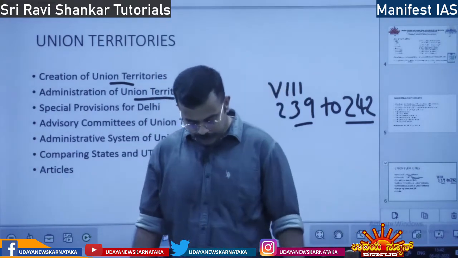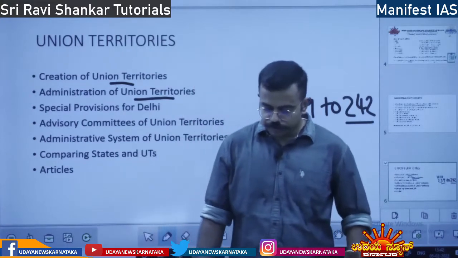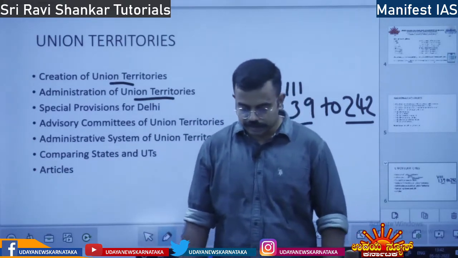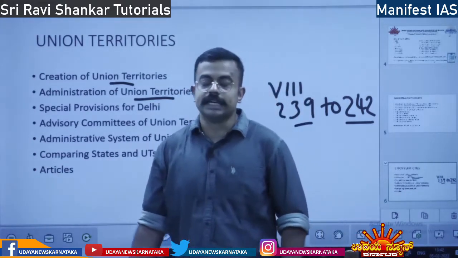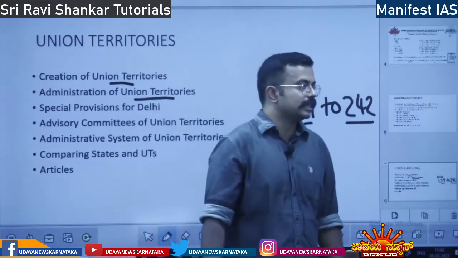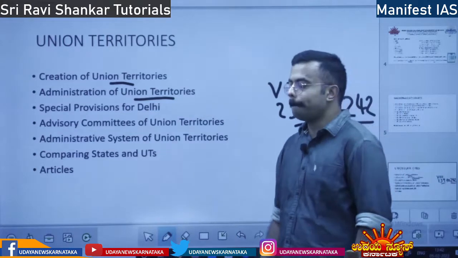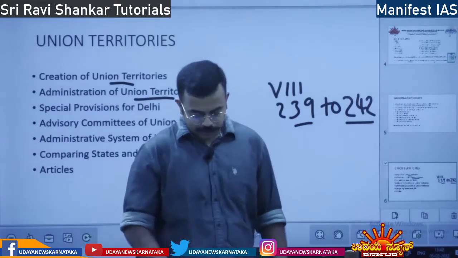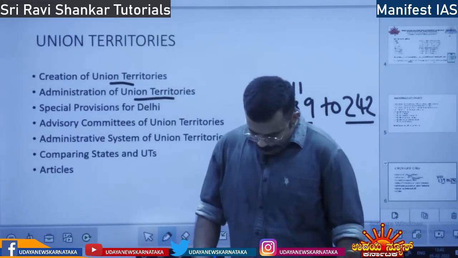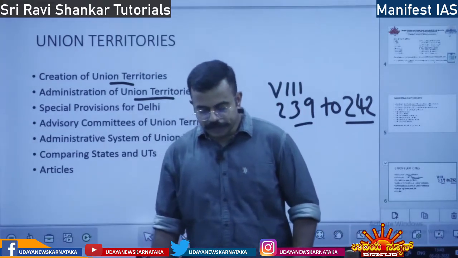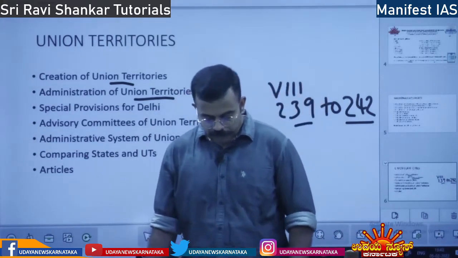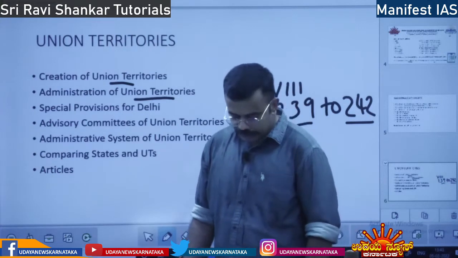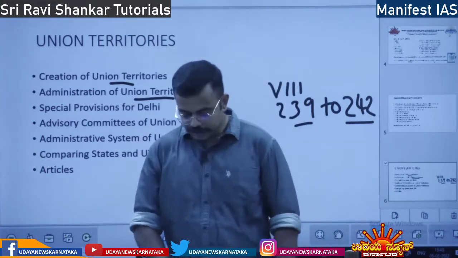This one fact you have to be clear about. The administrator of a union territory is an agent of the president. So the president appoints various administrators. They are the agents. Just like how the governor is the agent of the central government at the state level, similarly administrators are the agents of the president in the union territory. These administrators are called by different names. They are called lieutenant governor or chief commissioner or administrator in various territories.